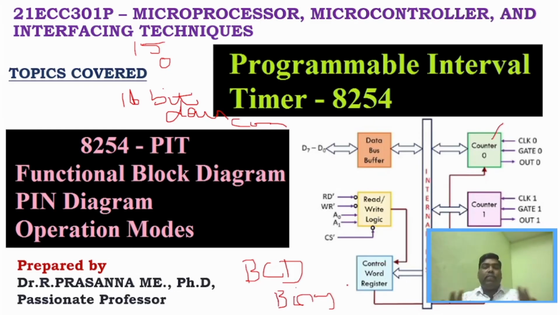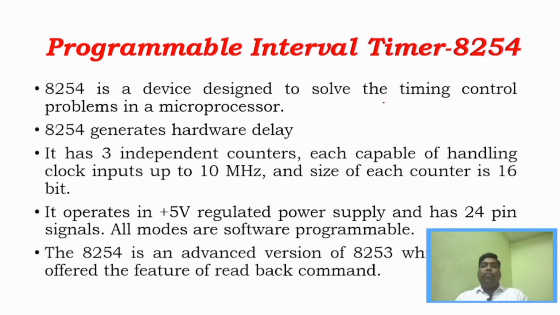So with this, we will see the features of 8254. When it comes to features of 8254, as I said, the main importance, the main application of 8254 is to create the infinite delay, right?